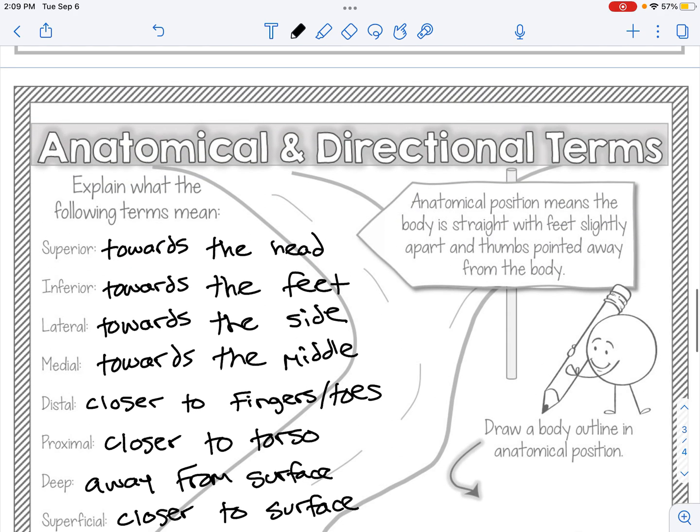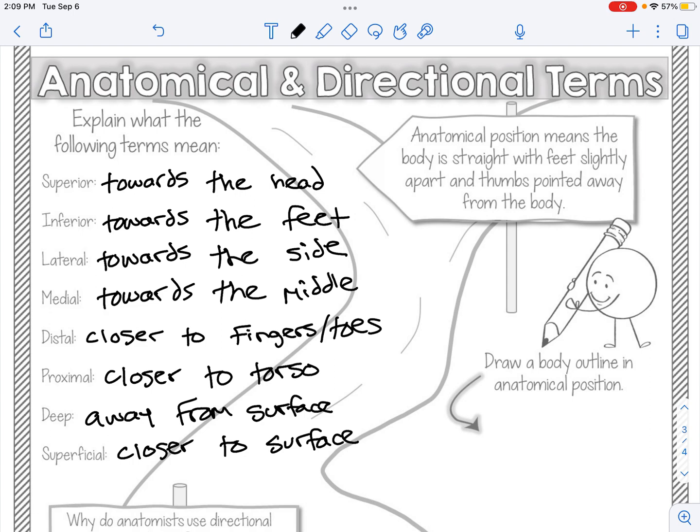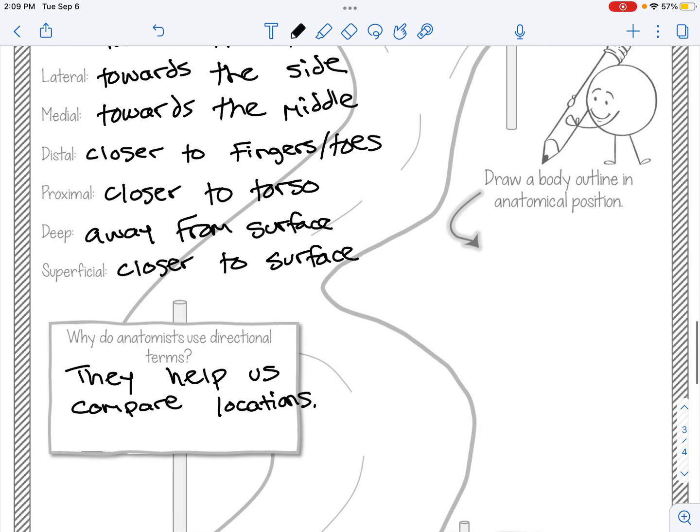On the other side of the paper, it tells us what anatomical position means, and then says to draw a body outline in anatomical position. Try your best. I'm not that great with drawing either. But the head should be facing forward. The arms are at the sides. The feet, oh wow, that was awful. The feet should be on the ground and sort of facing forward, parallel to each other. The hands facing you, these are my hands, I tried. I'm not that great with drawing, do your best.